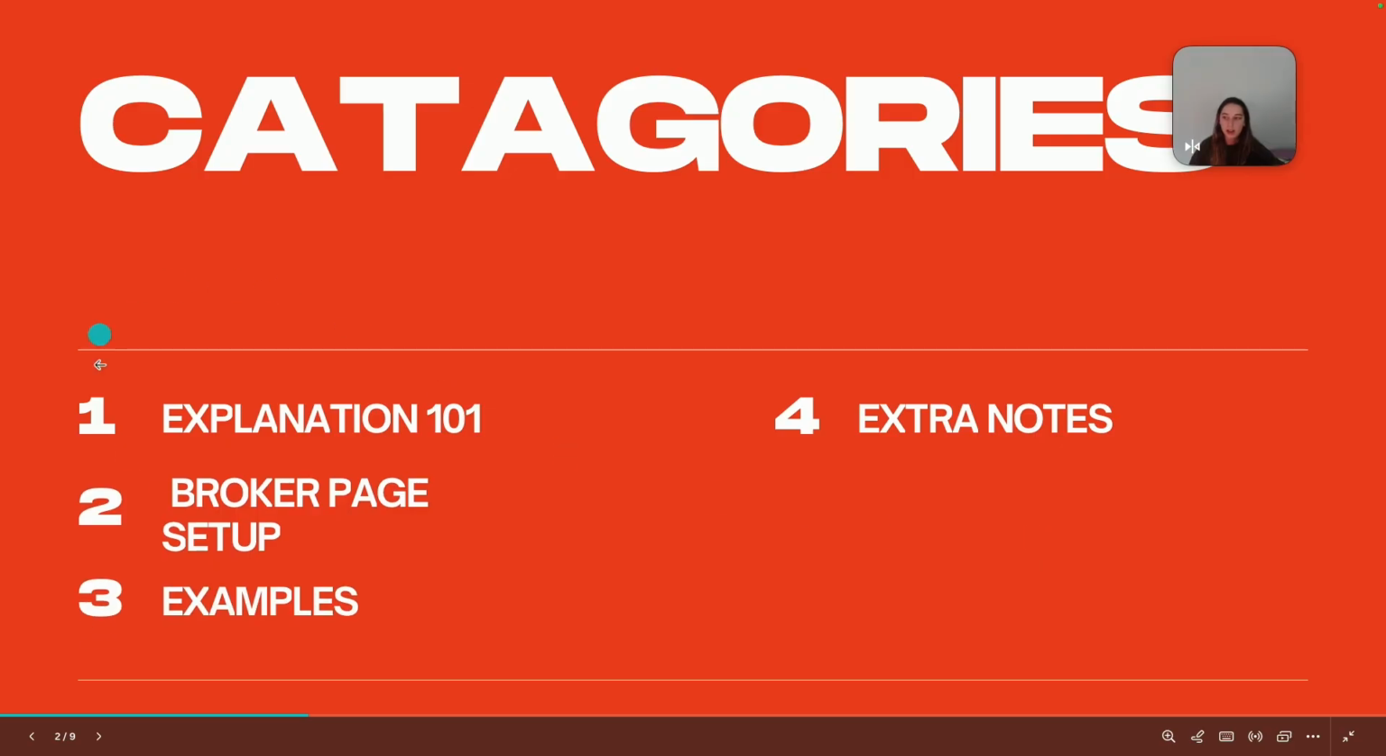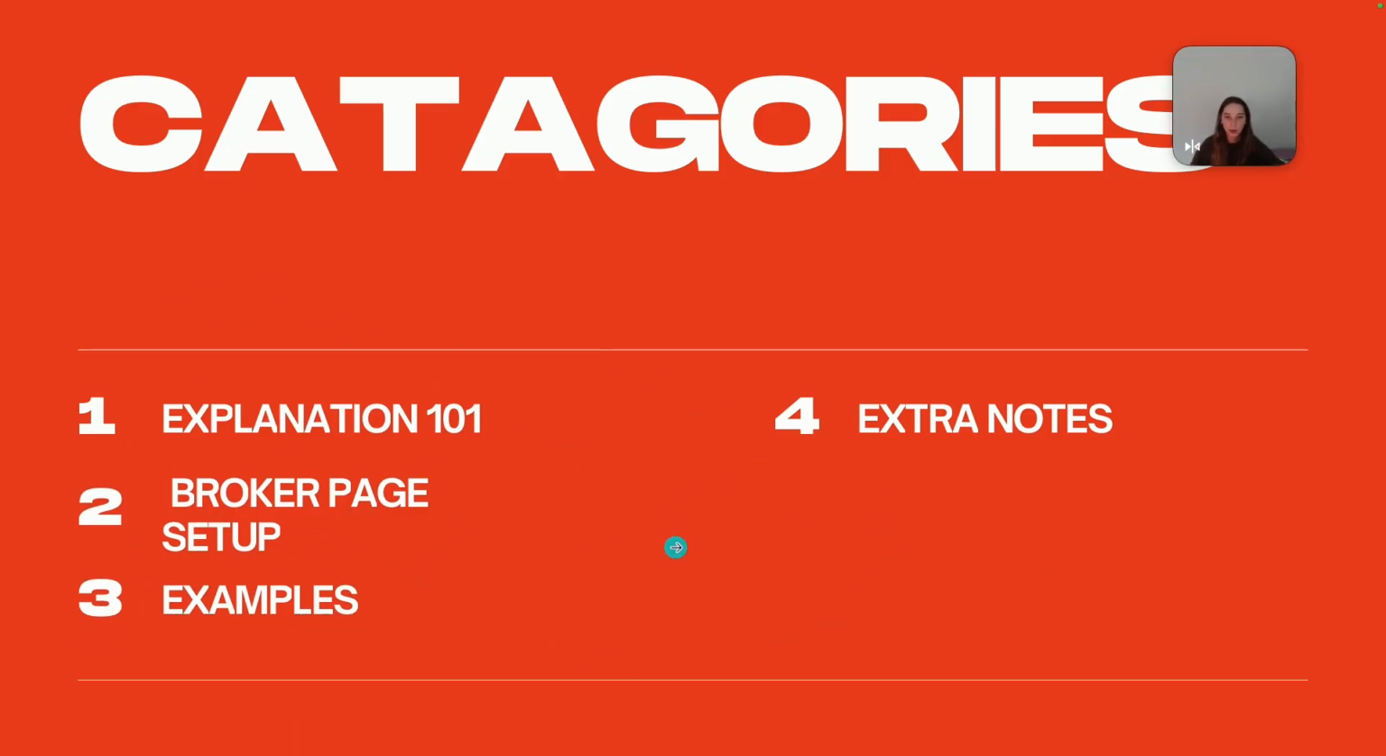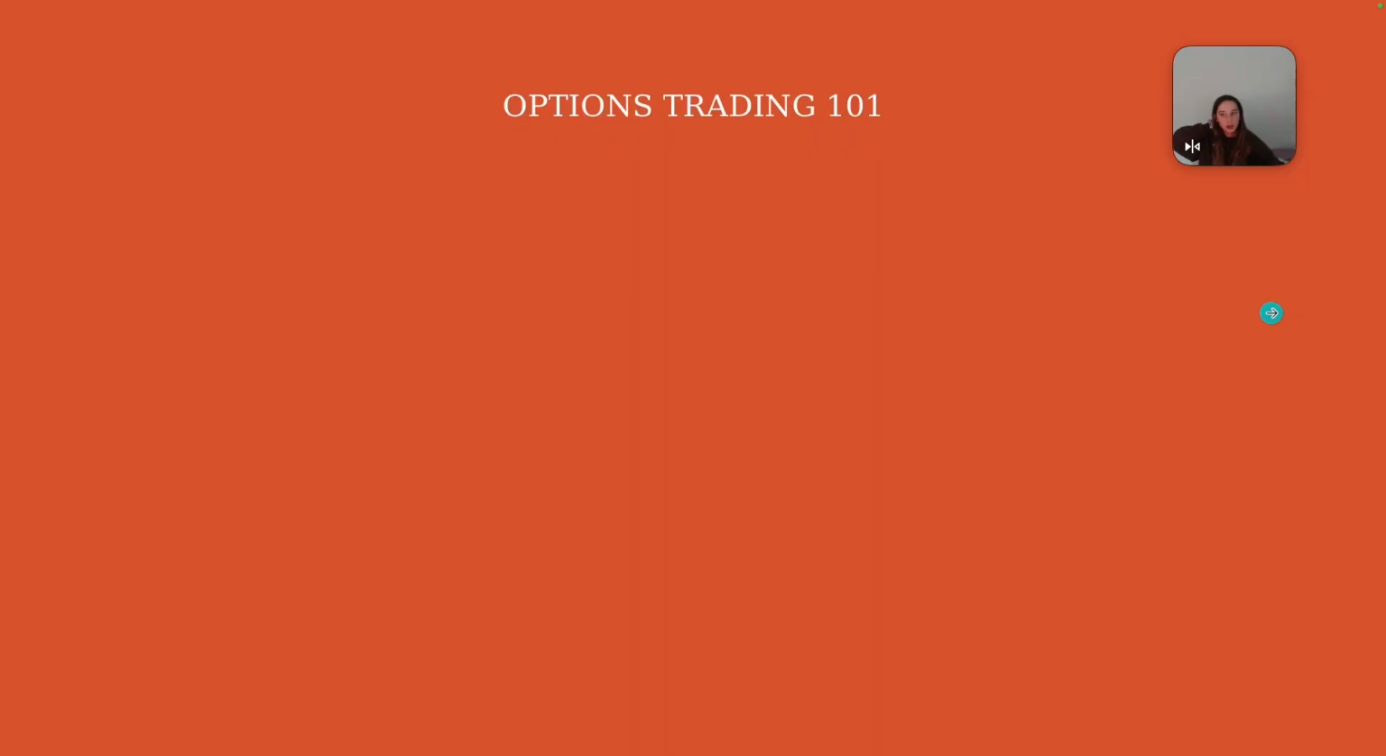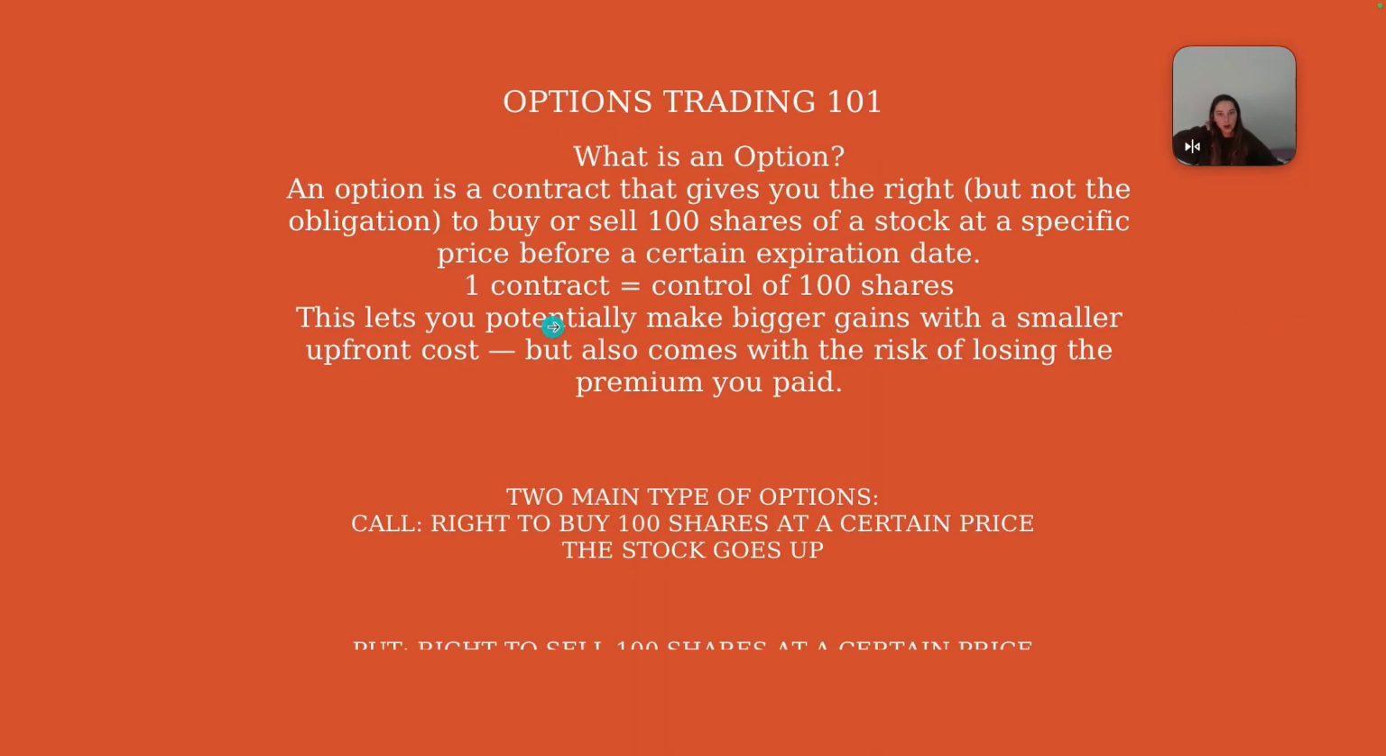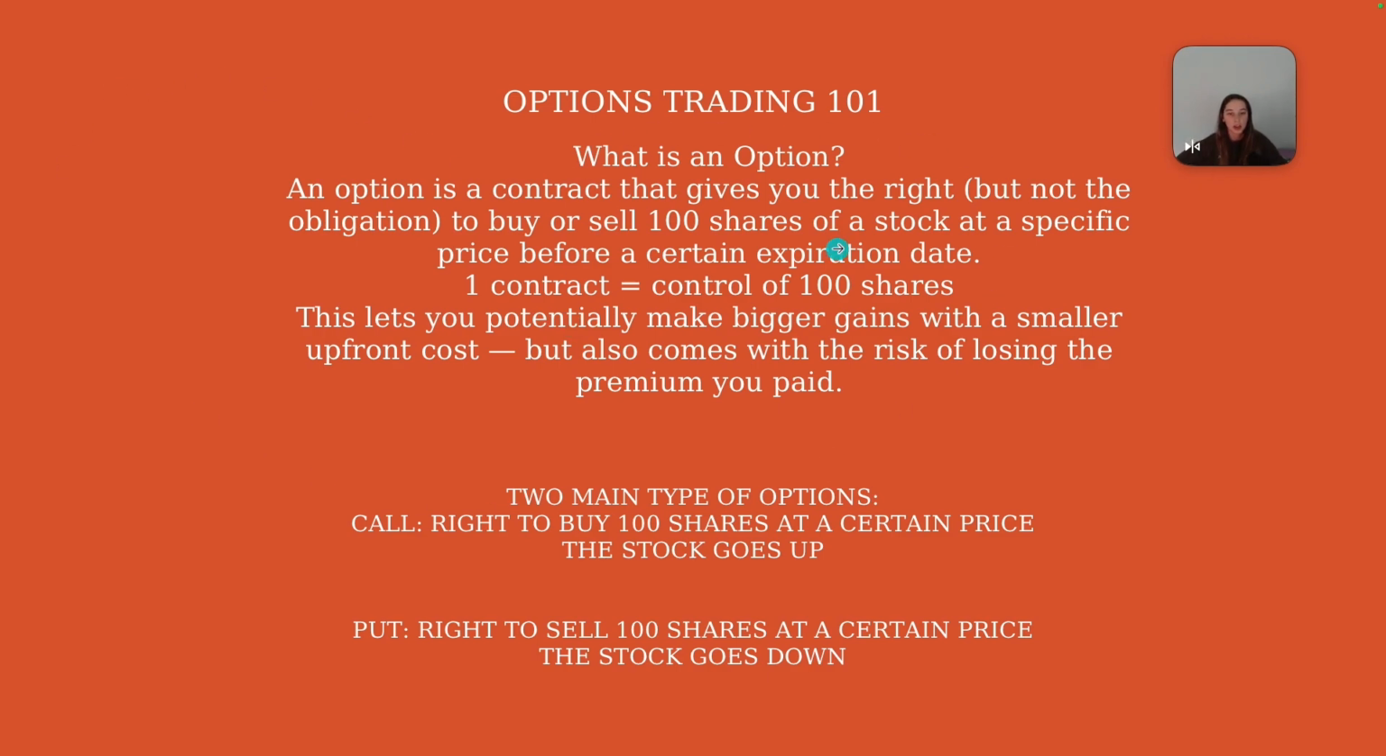So some categories: explanation 101, broker page setup. I'll take you through my Robinhood Legend setup and then some examples and extra notes. So first things first, 101, just talking about what even an option contract is. What does it even mean?